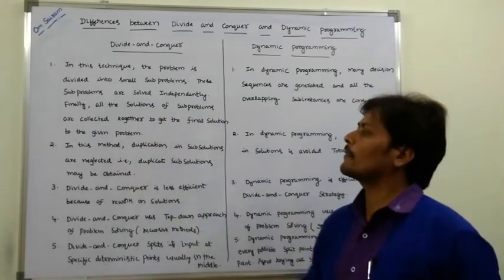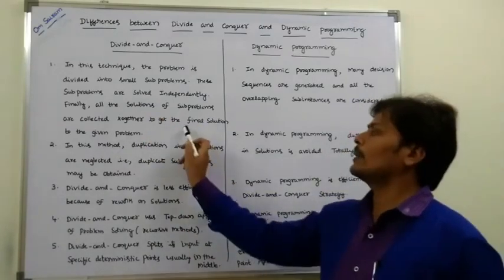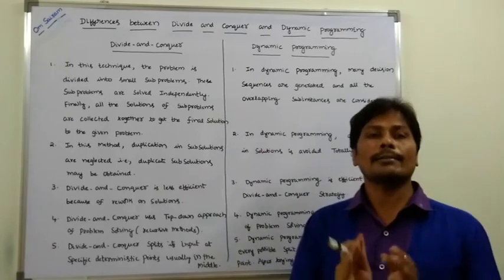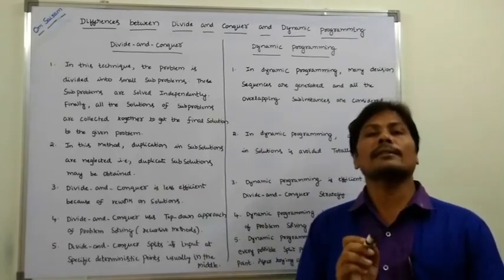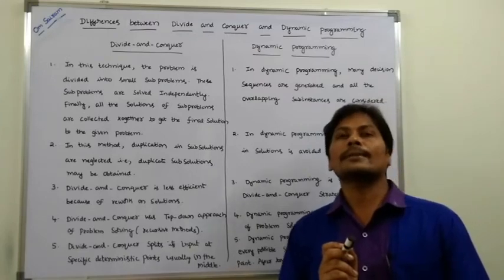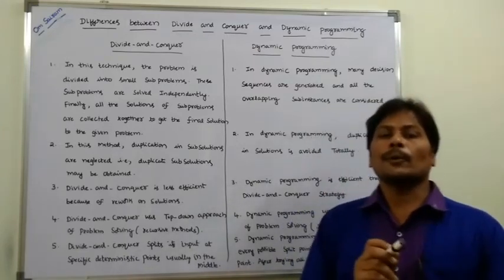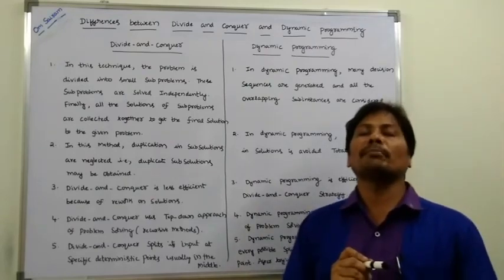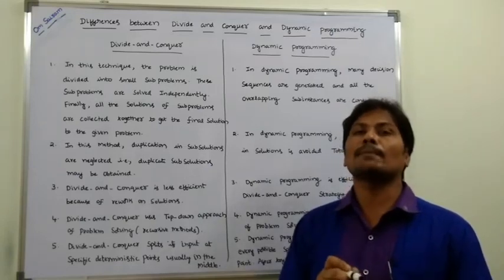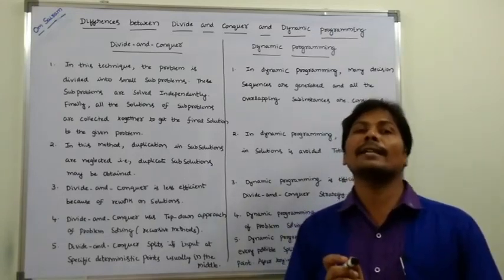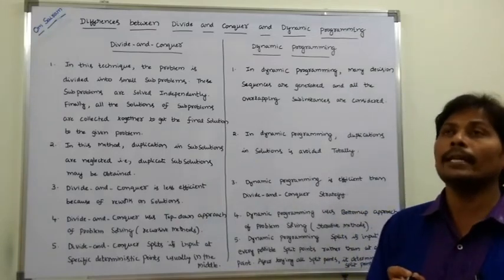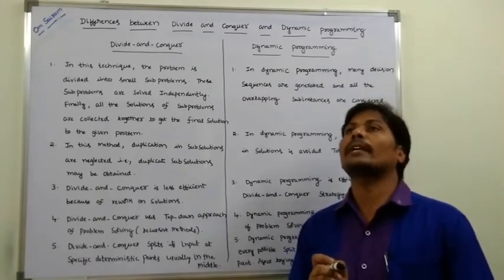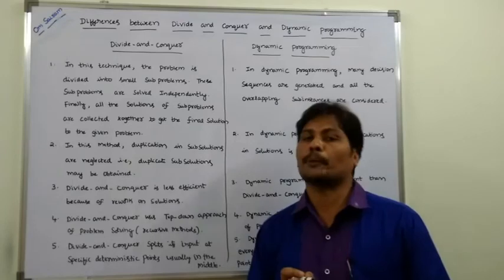Finally, all the solutions of the subproblems are collected together to get the final solution to the given problem. So by using this point, we can understand that if the given problem is a very small problem, then we can solve that problem directly. If the given problem is a very large problem, it can be divided into some smaller subproblems. Each and every subproblem can be solved independently. Finally, we can combine all the solutions of the subproblems, and then we get the final solution to the given problem.